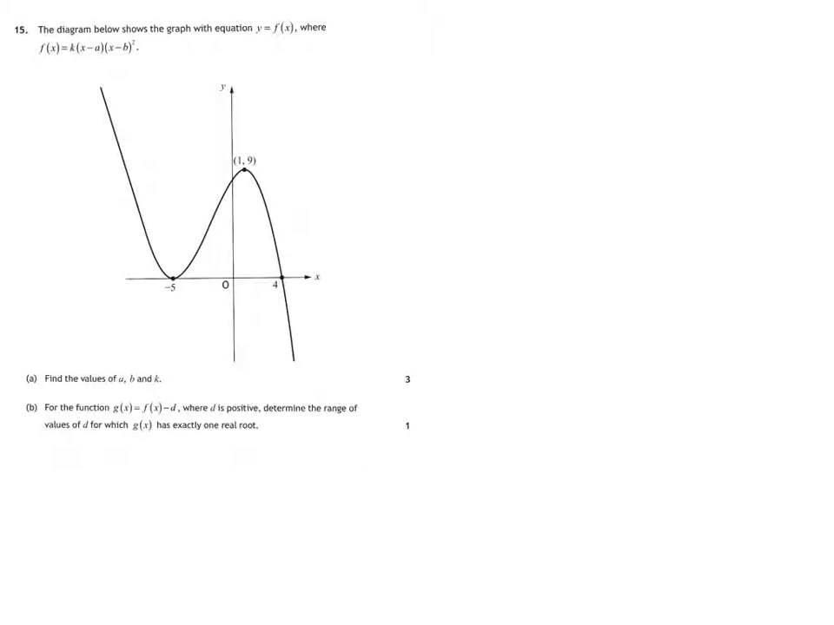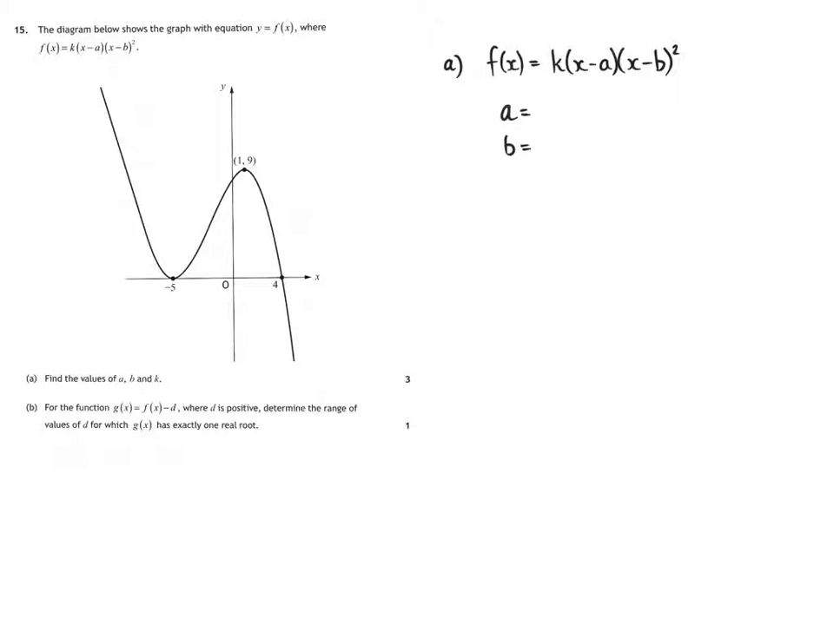Okay, so last question, question 15, and I think, to be honest, this one's not too bad. So for part A, we have to find the values of a, b, and k. We have a graph, and it gives us that f of x is equal to k(x minus a)(x minus b) squared. Right, so we need to know what a is equal to, what b is equal to, and these can be read off the graph. k takes a little bit more work.